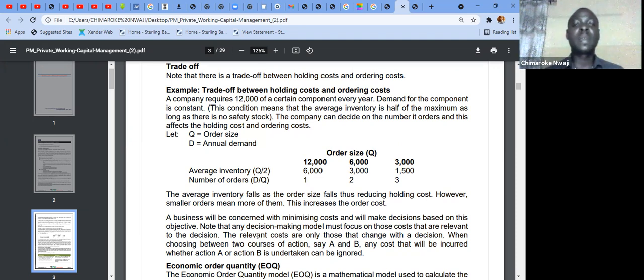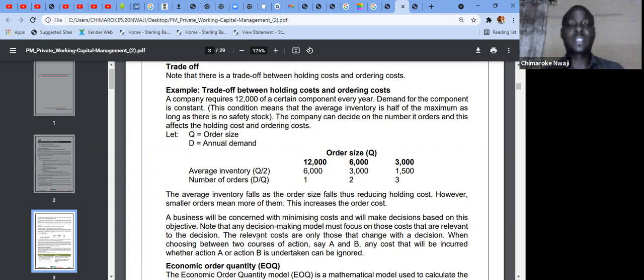Now the company can decide on the number it orders, and as they decide on that, it will affect the holding costs and the ordering costs. So the holding cost is the cost that you incur when you purchased the items, once the item leaves your hand. The ordering cost is the cost you incur before the item gets to you. Once the item gets to you, you are holding it, then that's the holding cost.